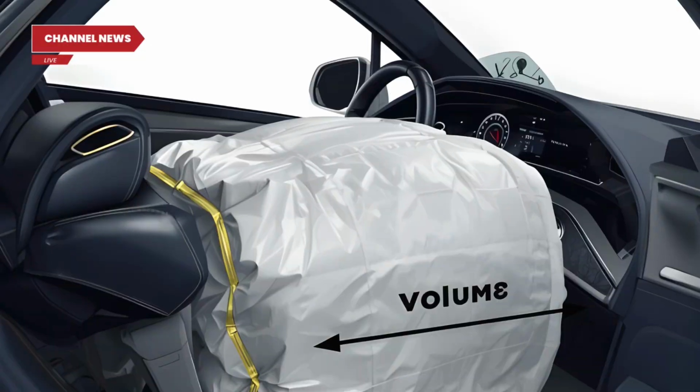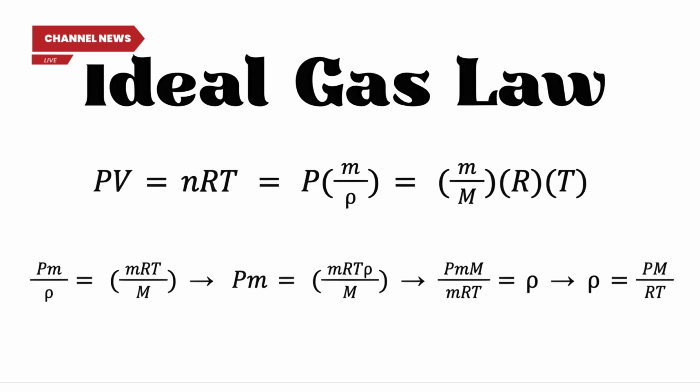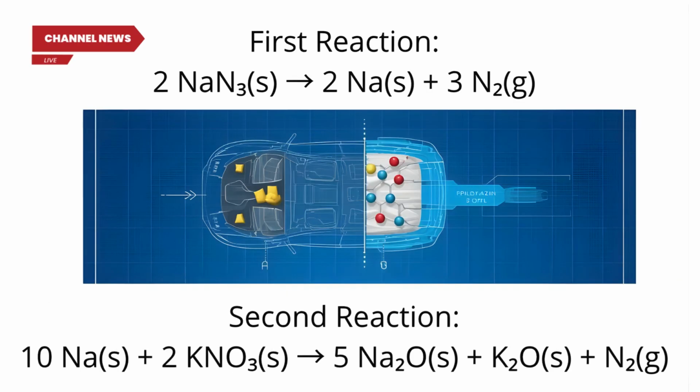A typical driver's airbag is about 63 liters in capacity, and the passenger one is about 135 liters in an SUV. Using the ideal gas law, we determined the nitrogen needed to fill them. That was 53.7 grams for the driver's airbag and 115.6 grams for the passenger's airbag. To find how much sodium azide was required, we converted those masses to moles and applied the ratio from the original reaction, or the first one.